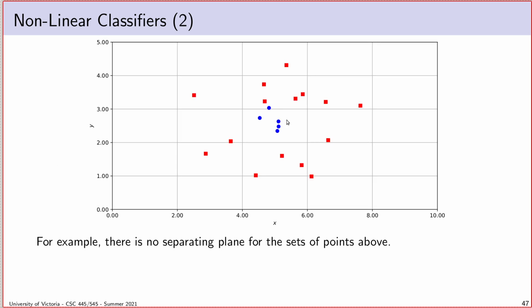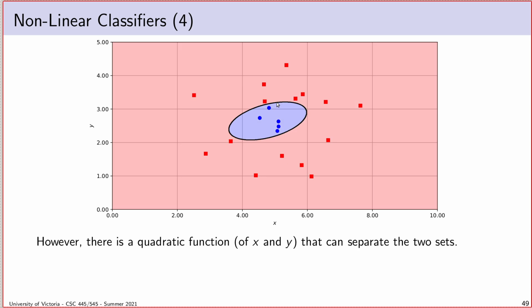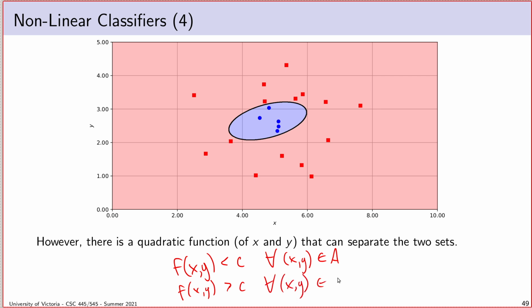So here's an example where there is no separating plane. There's nowhere I can draw a line that will separate the blue from the red. On the other hand, I could draw something that separates blue from red. So I could draw a circle or an ellipse. So here's an example. I could come up with a quadratic function that separates the two sets. And what I mean by that is that what I want is an arbitrary function f, such that f(x,y) is less than c for all points (x,y) in set A, and f(x,y) is greater than c for all (x,y) in B.